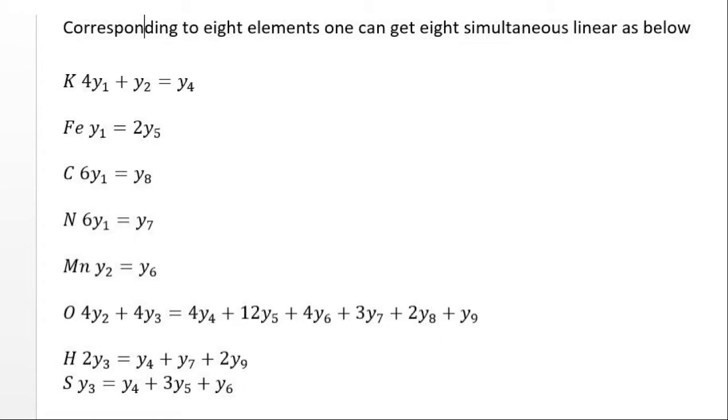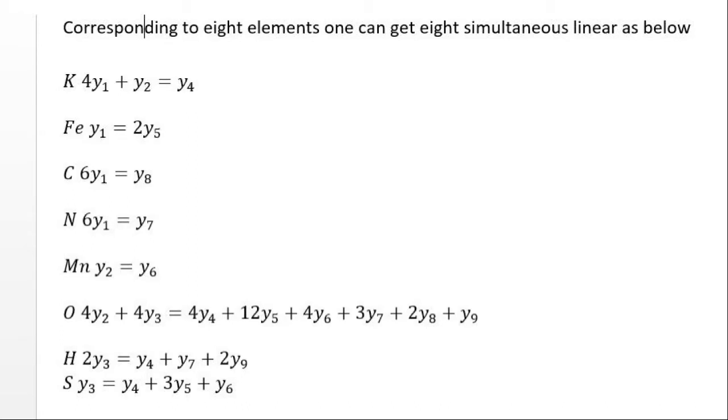Before we proceed to the homogeneous linear system of equations, we first need to convert the elements into a system of linear equations. For example, for potassium, we have subscript 4, or 4 atoms, in the first compound of the reactant. Then we have only 1 atom of potassium in the second compound. For the product side, we have only 1 atom of potassium. Let's repeat for potassium: we have 4y sub 1 plus y sub 2 is equal to y sub 4.